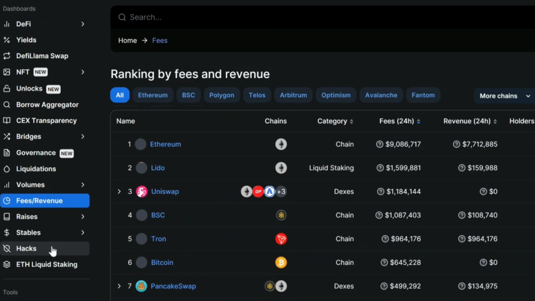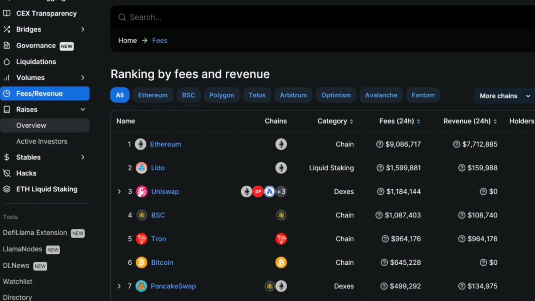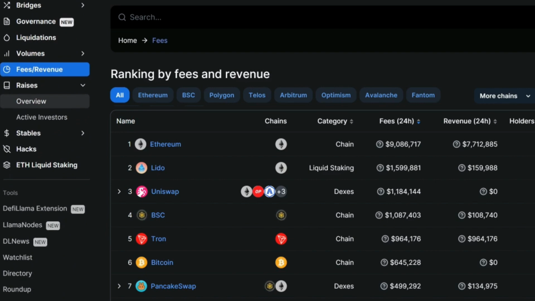Ethereum fees in 24 hours is over $9 million. Revenue in 24 hours is $7 million. Revenue is $7 million, right? So if you are providing liquidity or you're staking, you make revenue from all these fees that these protocols are making. If you're providing liquidity on Uniswap, you make money from the fees they are generating from people who are using their protocol, right? Let's just talk about almost everything.